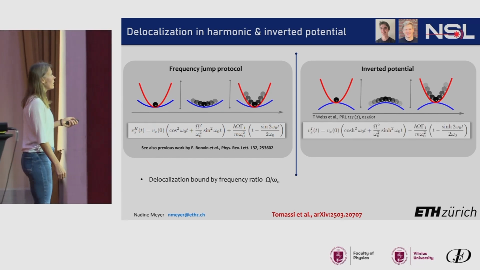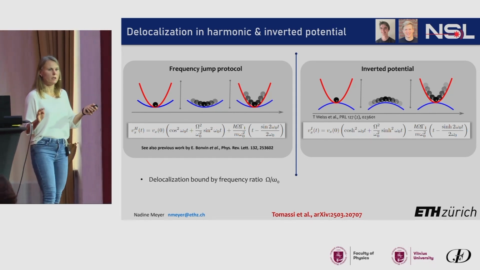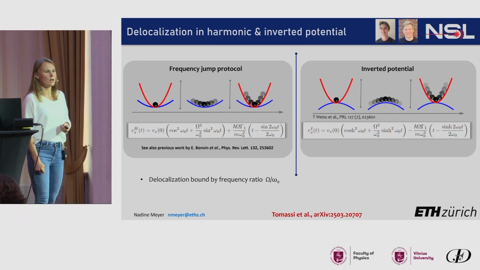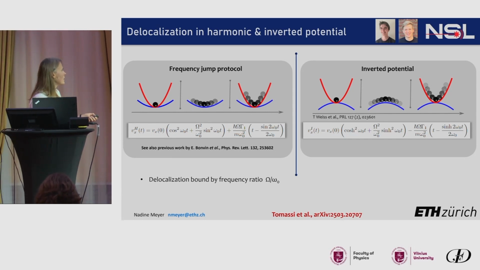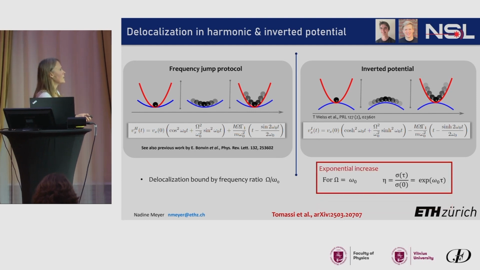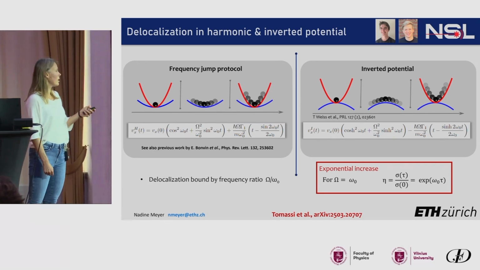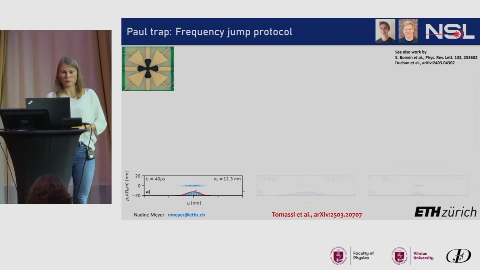Now if we look at the expression for the variance here, it looks at first very similar, but there's a very important difference: the trigonometric functions here are replaced with hyperbolic expressions. If you now, just for simplicity, assume equal frequencies, you can maybe see that this is an exponential. So you get an exponential increase of the state size with time. And it's also not bound, so there's no limit to it.